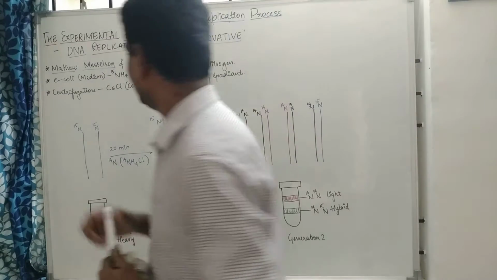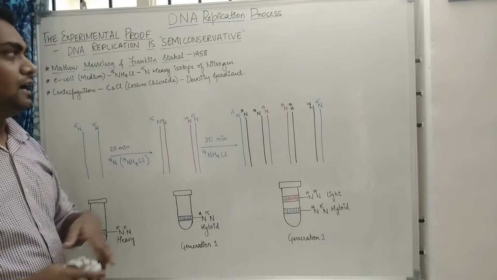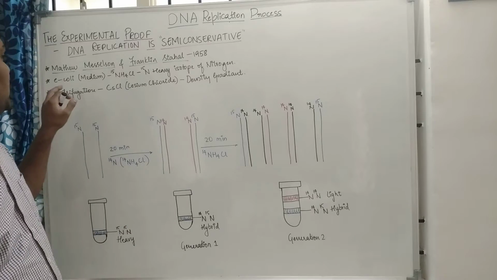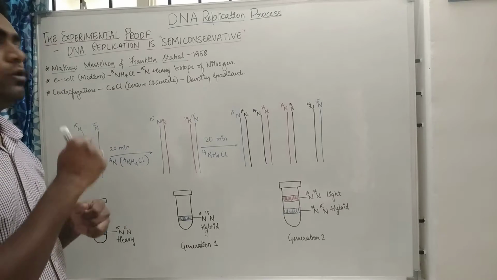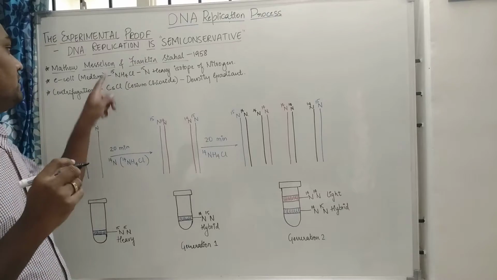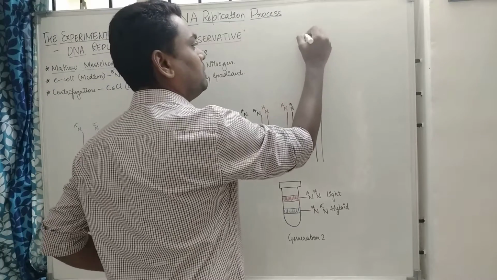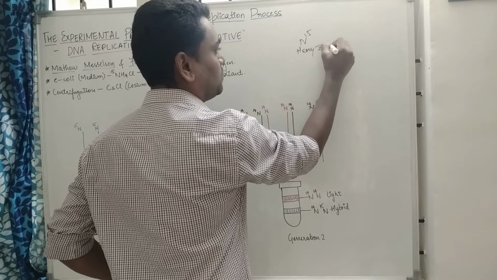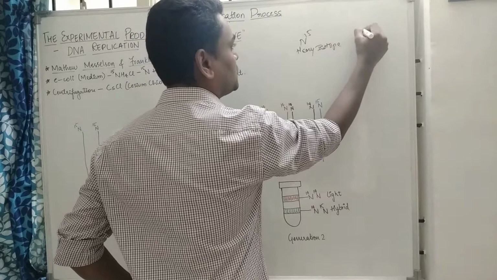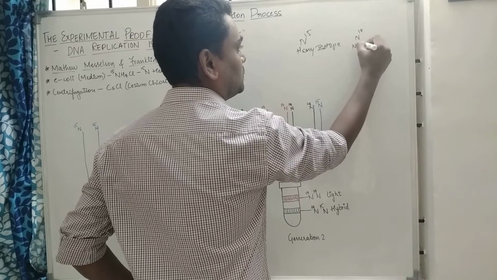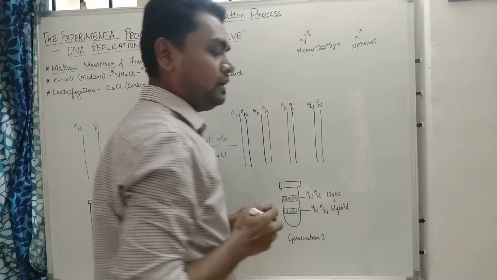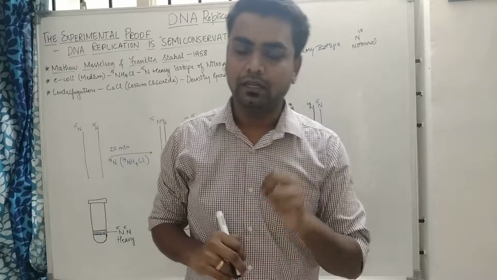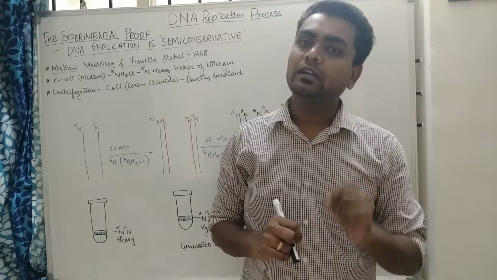Meselson and Franklin Stahl, in 1958, conducted an experiment in which they grew E. coli in a medium with N15. See here, N15 means heavy isotope. N14 means normal nitrogen. Remember this: it is not a radioactive material. Just remember that.